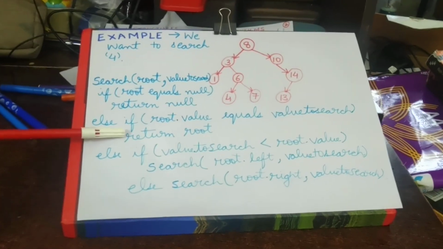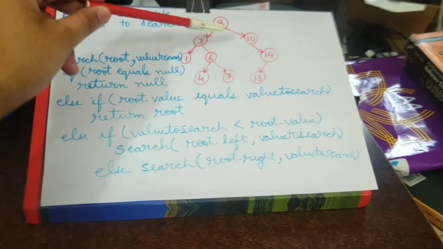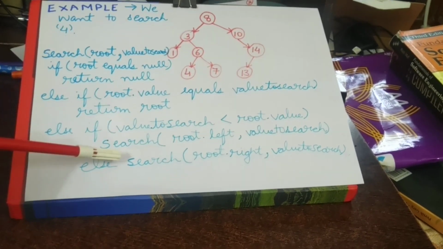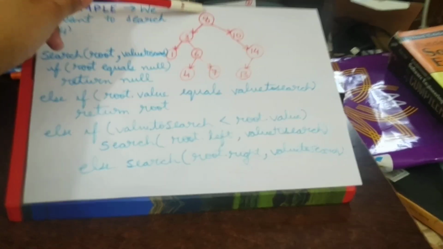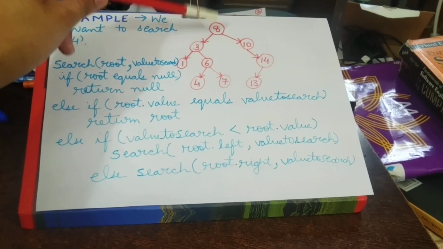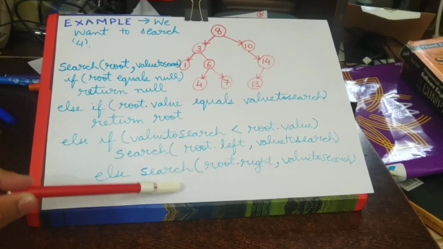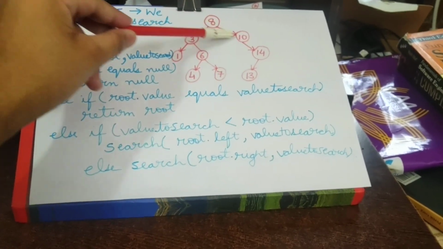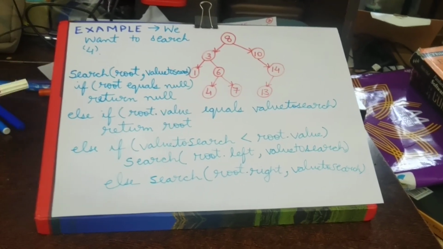Else if value to search is less than the root value, we search root dot left comma value to search, that is we go to the left side, we search the left of the root. Else, if the value to search is greater than the root value, then we go to the right. So basically this is the program of recursion which you must know.